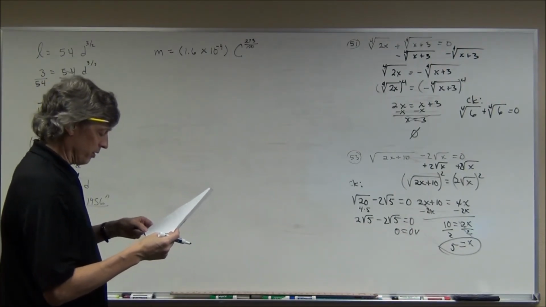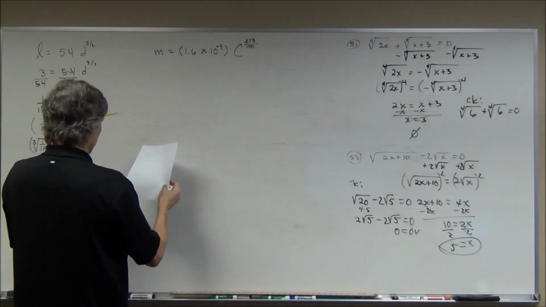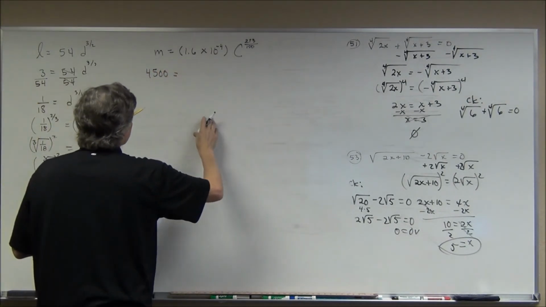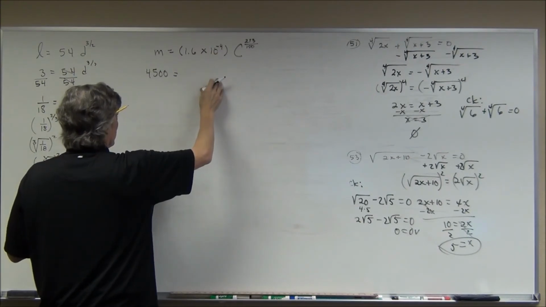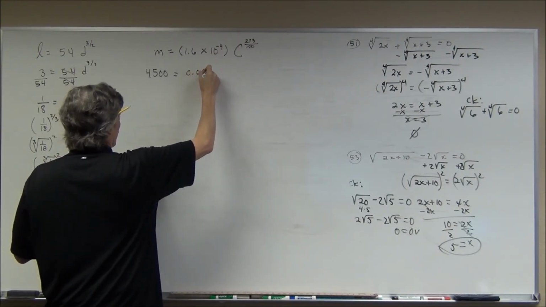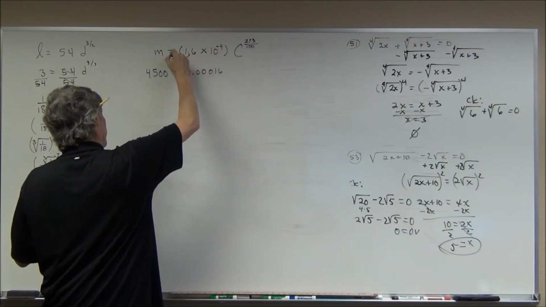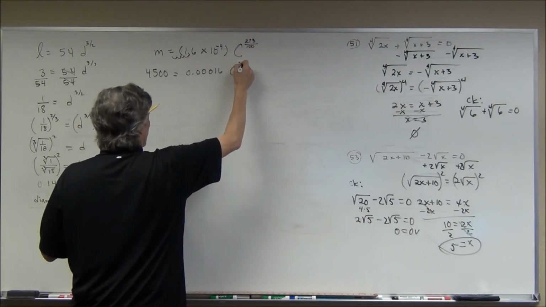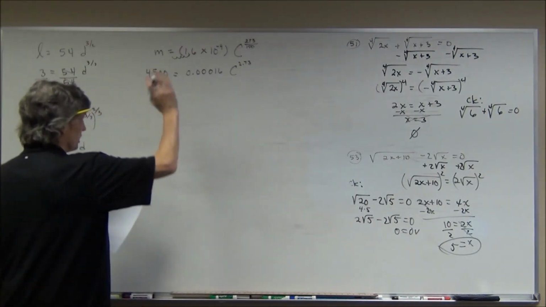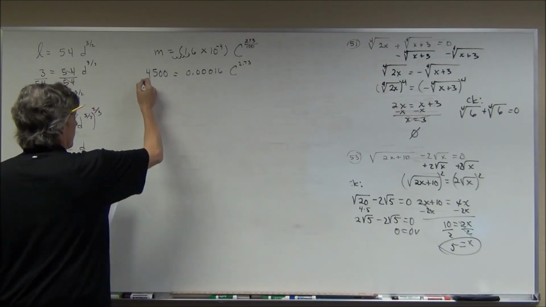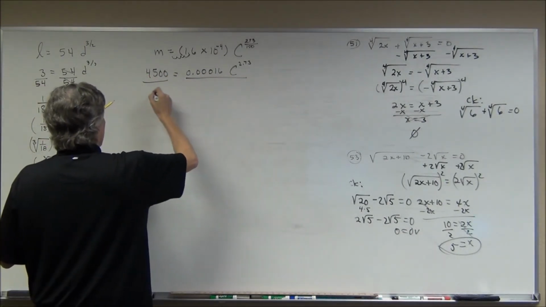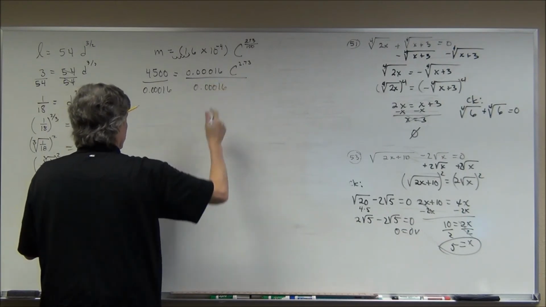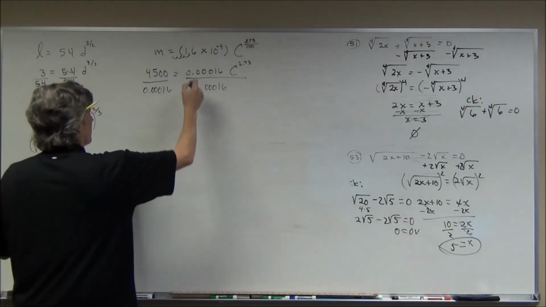They said find the circumference of the femur, if the mass is 4,500 kilograms. So 4,500 here equals 1.6 times 10 to the negative 4, which is the same thing as 0.00016, negative 4, 1, 2, 3, 4, times C to the 2.73, of course 273 divided by 100. Now I may want to just leave it as 273 over 100, and you'll see why in a second, but I am going to divide both sides here by 0.00016. I hope I got these numbers right, because this is going to be a pretty big number.